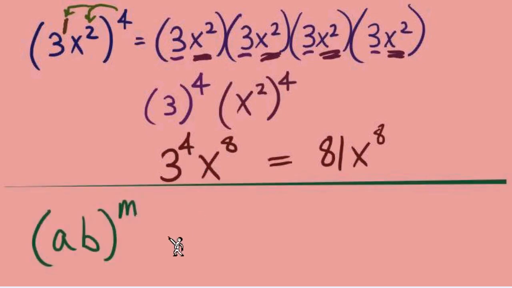We could state this with another rule here. What if we had some expression a times b, and it was all to the power of m? What would it look like once we take that m and put it to each of those pieces? The exponent outside of parentheses belongs to every single base that we have inside parentheses. That exponent of 4, we had to make sure that we applied it to the x squared, and we had to make sure that we applied it to the 3. That's the gist here: the exponent outside of parentheses, we have to make sure it works on every base inside the parentheses.